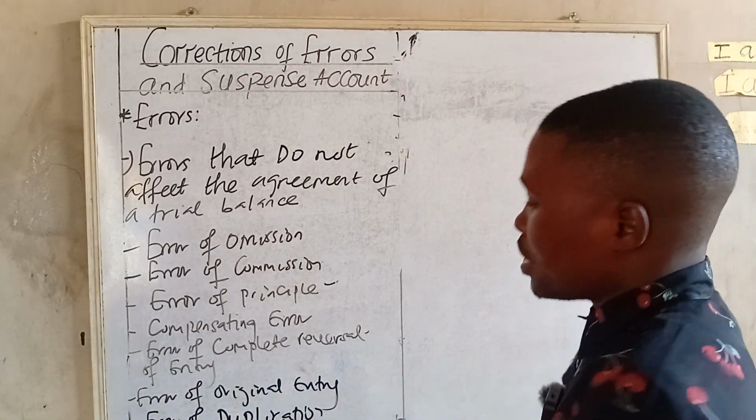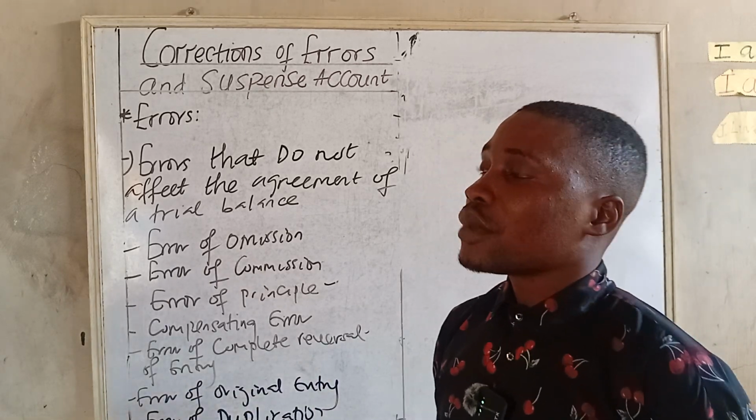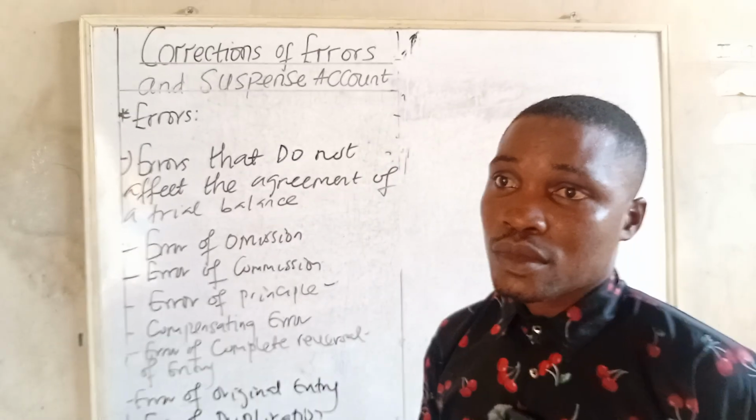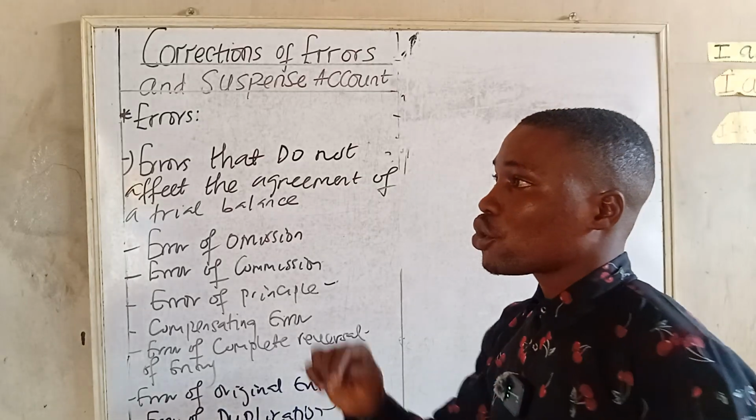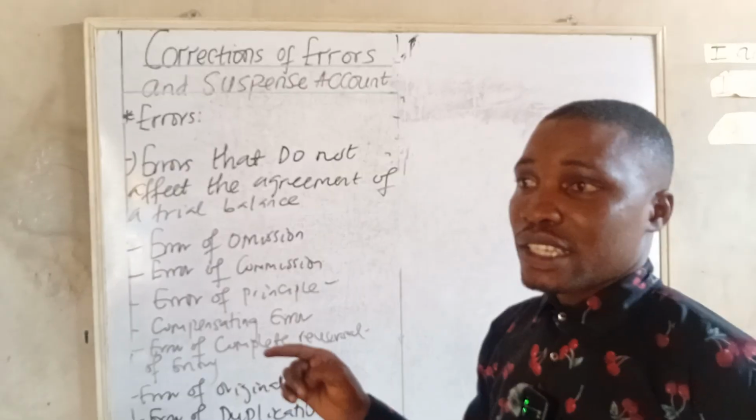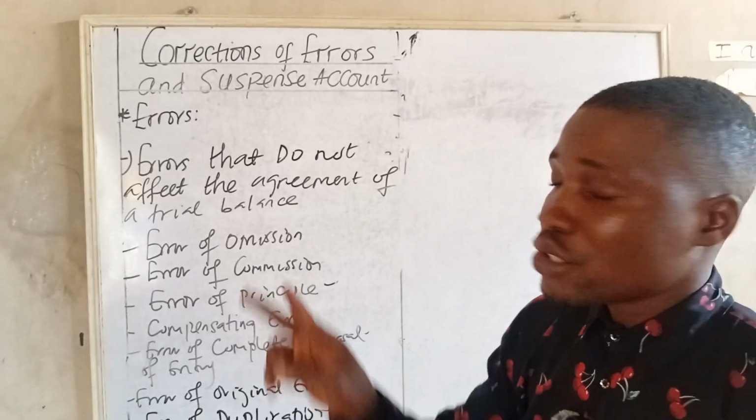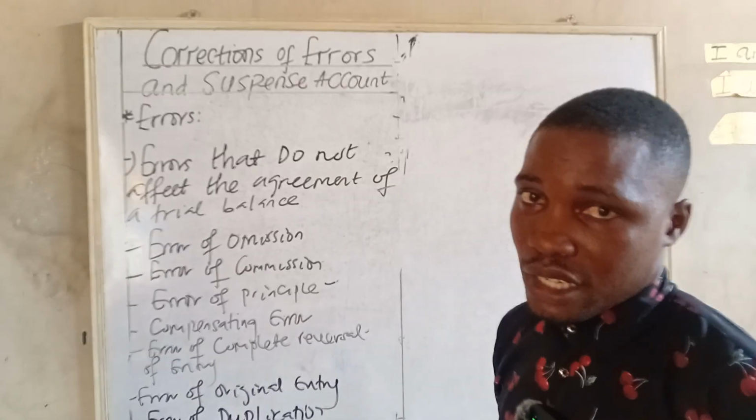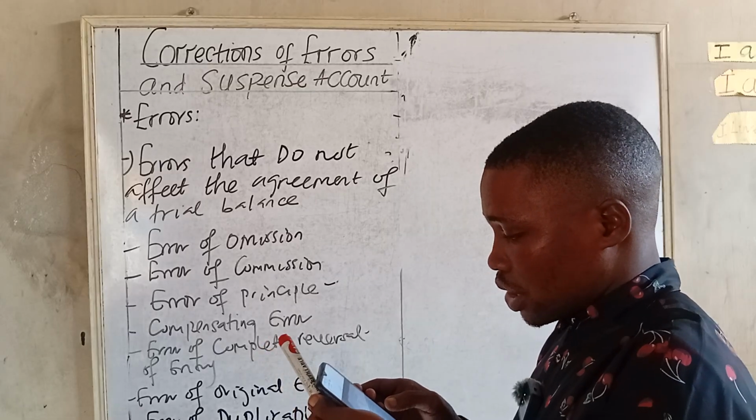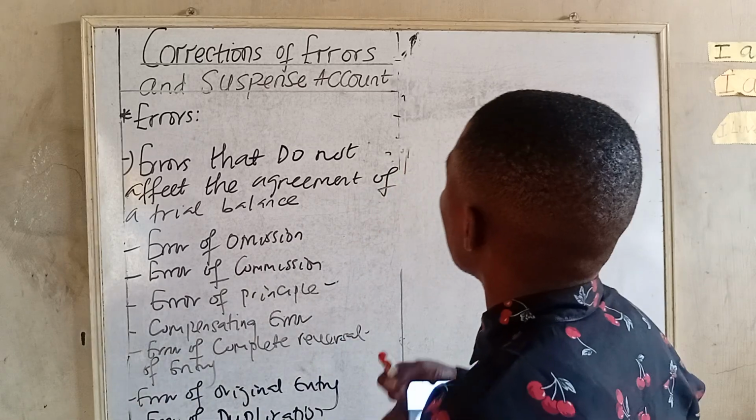Now the last error is error of duplication. Error of duplication is a situation whereby you record the transaction twice. Let's say before you close today, you record a transaction. When you come the next day, that same transaction, you should not record it again. That's twice. That's duplicating the transaction. So how do we correct such error? Let's see.